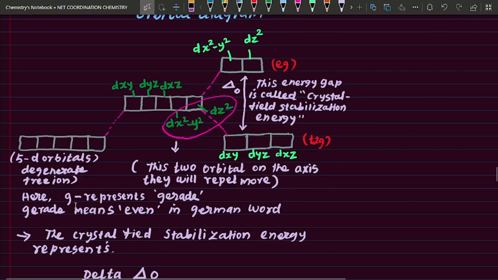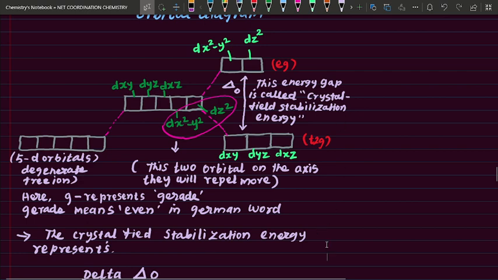Here g represents gerade. Gerade means even, or inverse, in the German word. See here, these 2 orbitals on the axis will repel more. See here, this is Eg, this is T2g. This energy gap is called the crystal field stabilization energy.